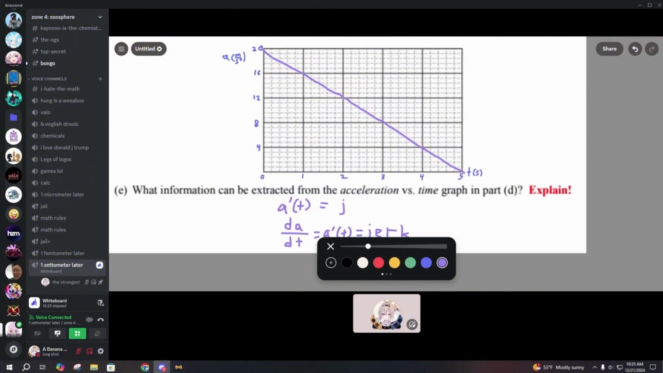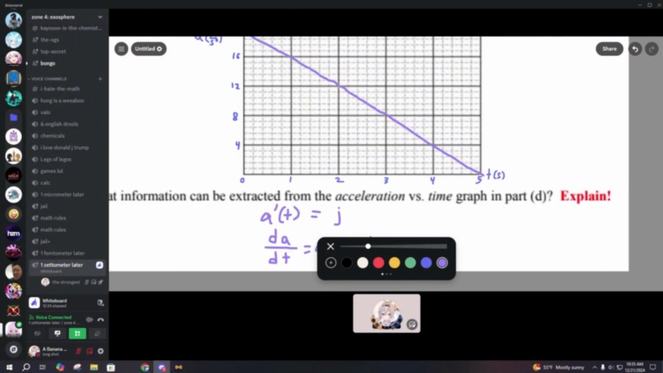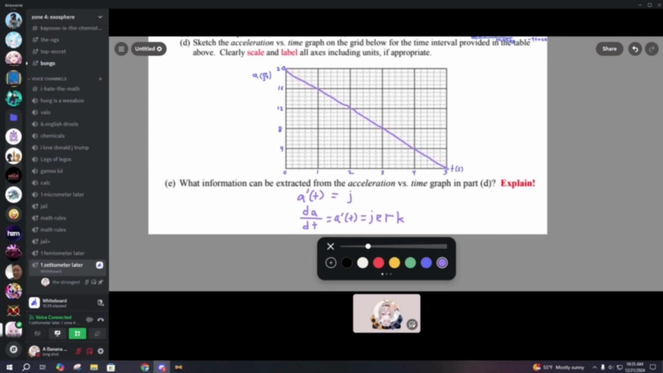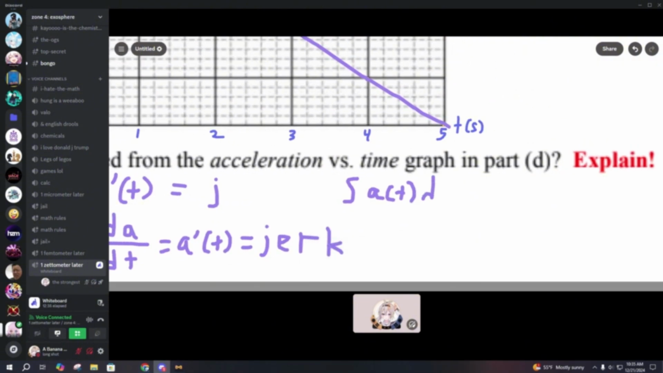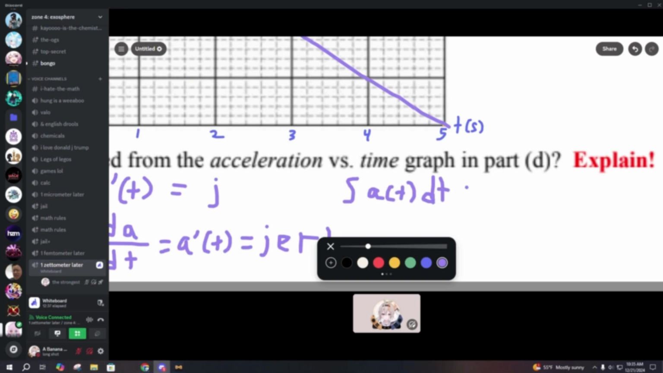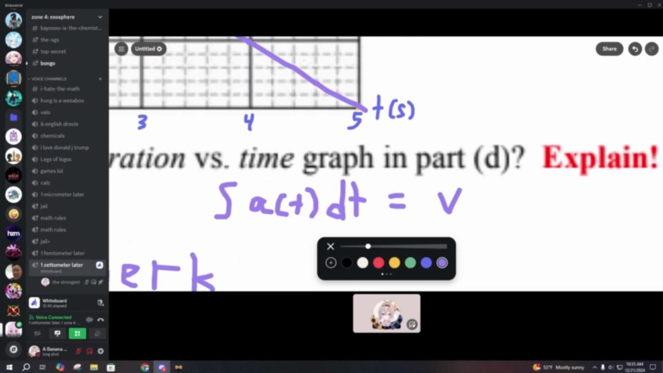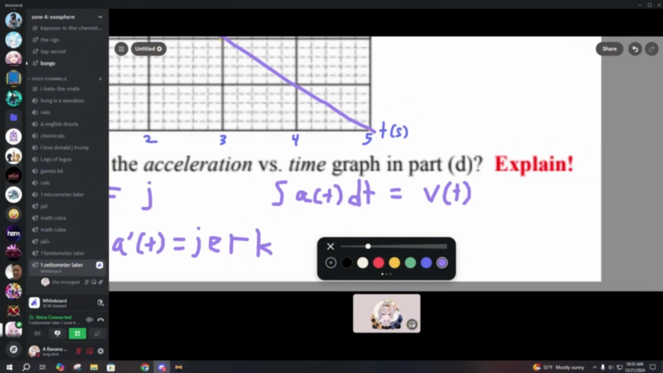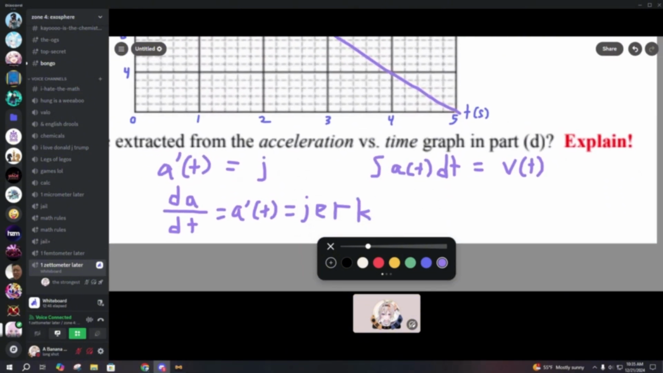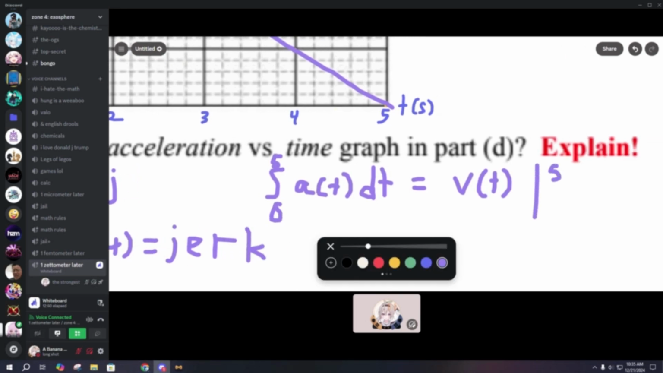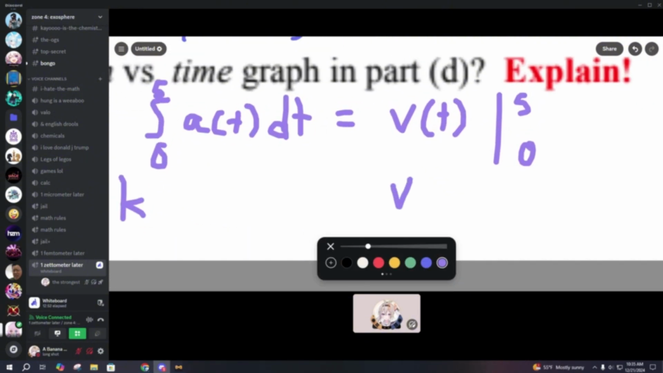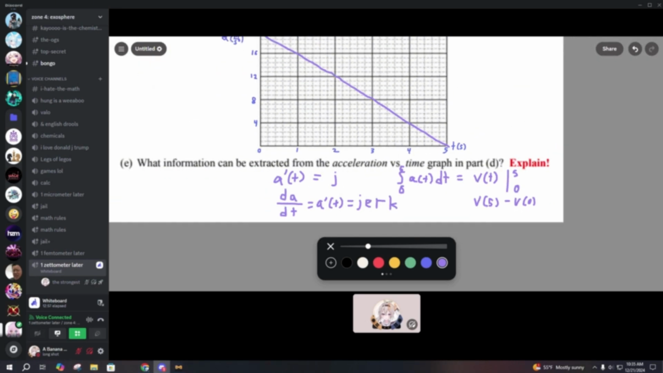But really, we can also take the area and extract the change in velocity. Because if we take the area under the curve, that's integrating a of t with respect to time. And integrating a of t with respect to time would get me v of t. But since I have bounds here from 0 to 5, if I take the area from 0 to 5, that would get me the change of velocity from 0 to 5. So that would translate to v of 5 minus v of 0.